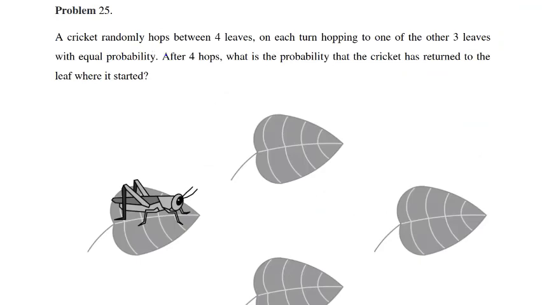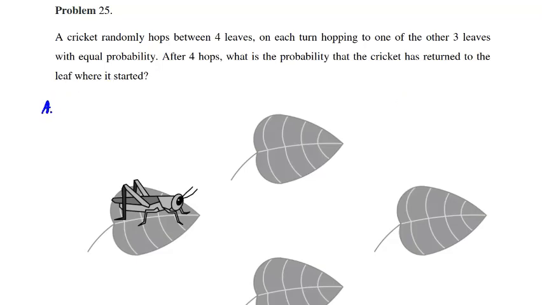Problem 25. A cricket randomly hops between 4 leaves. On each turn, it hops to one of the other 3 leaves with equal probability. After 4 hops, what's the probability the cricket has returned to the leaf where it started? Okay, we calculate all cases and divide good cases over all cases.